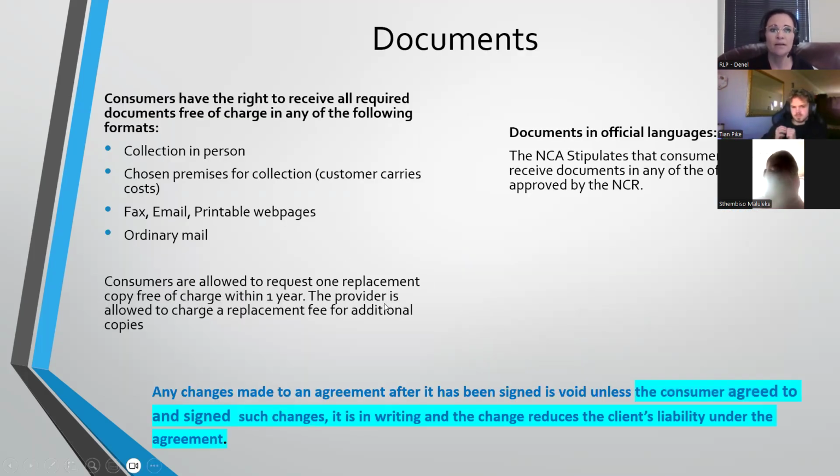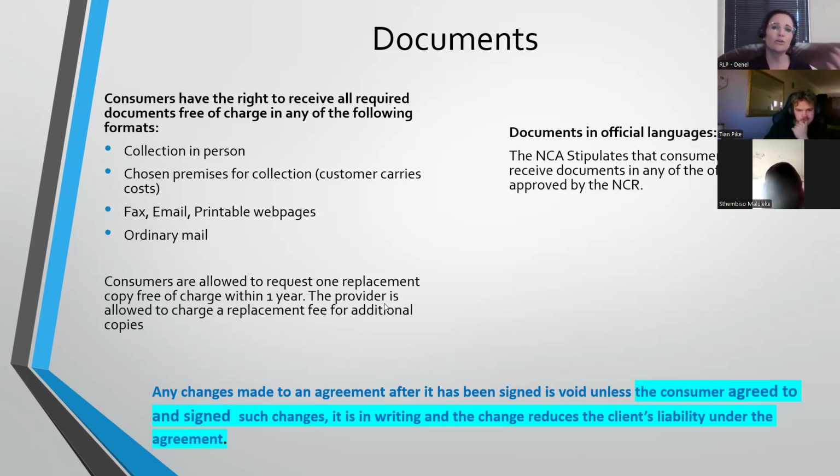And then consumers have the right to receive all of their required documents free of charge in any of the following formats. So basically, I signed a contract today. I can ask them to either collect the contract documents in person if I wanted. I can ask them to courier the documents to me, but then the customer will carry the cost of that. I'm not sure who in 2025 still uses a fax machine, but if for some reason you want your contract documents to be faxed to you, best of luck. Okay, most people nowadays tend to use email.